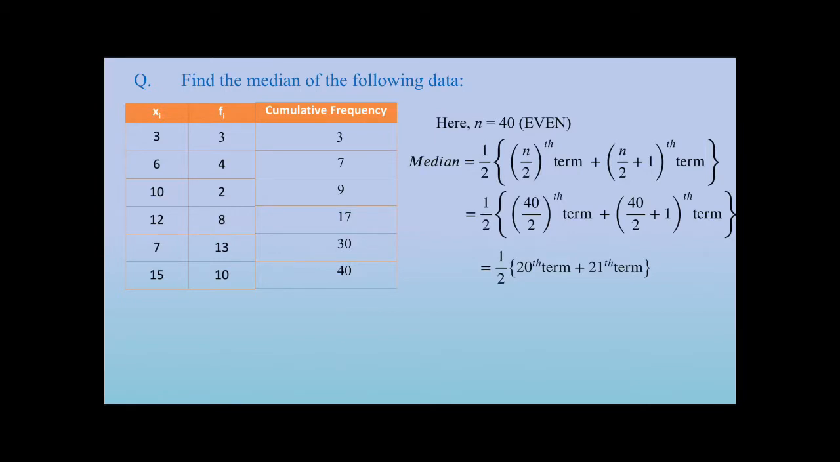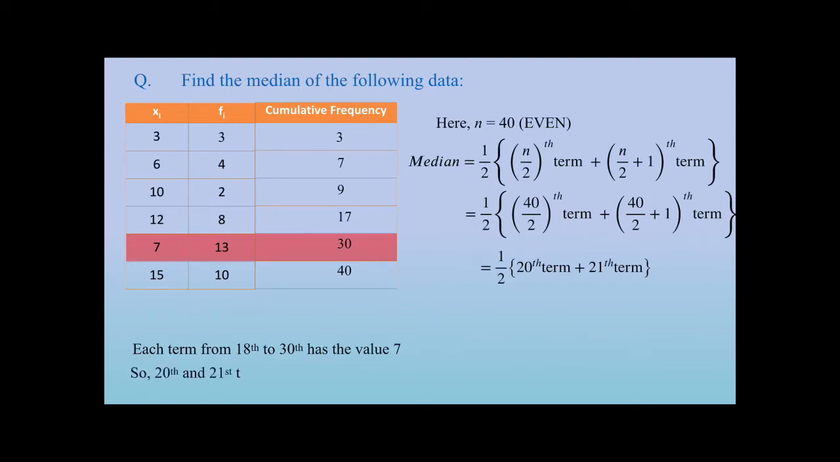Now if you see in the cumulative frequency, till the 17th observation the numbers will be up to 12. From the 18th observation till the 30th observation, the number will be 7. So our 20th term and 21st term will be 7. So half of 7 plus 7, that is half of 14, which will be 7 again. The median of this data is 7 again.